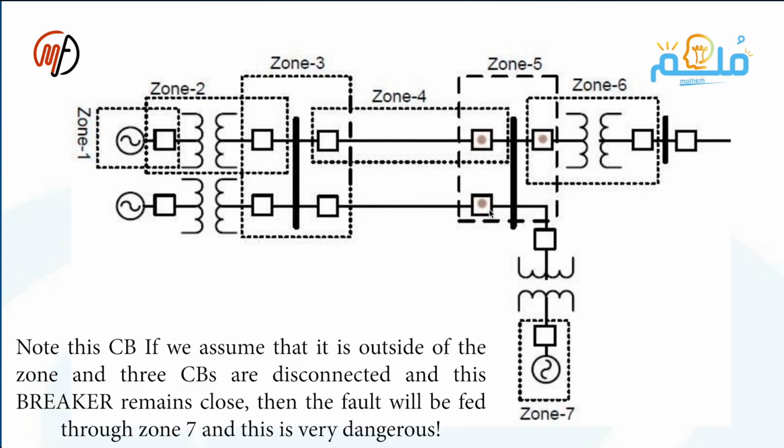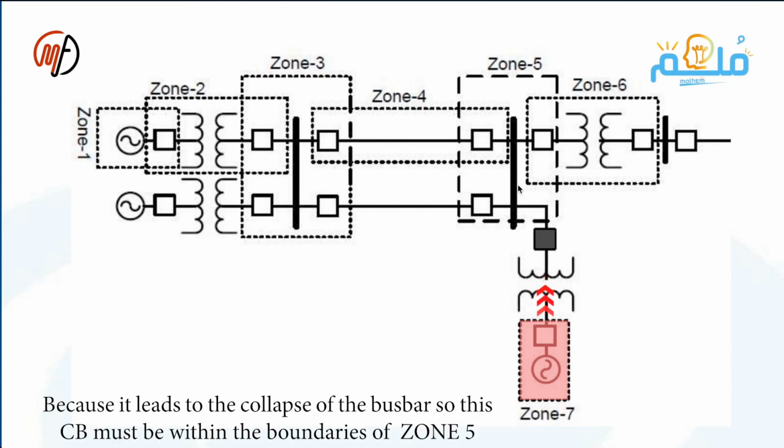4 circuit breakers. If it's outside the zone and 3 breakers trip while this one stays closed, the fault feeds from zone 7 through this generator, powering the fault area. Thus, this breaker must be within the zone. This breaker overlaps zone 1 and 2. The overlap eliminates unprotected areas. Unprotected areas or dead zones must be eliminated in the network. All network areas must be protected. Zone boundaries are set by current transformers, CT positions. The CT is an abbreviation.